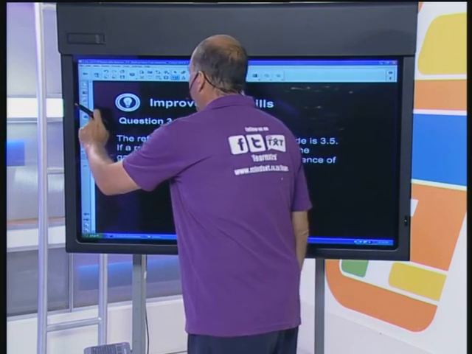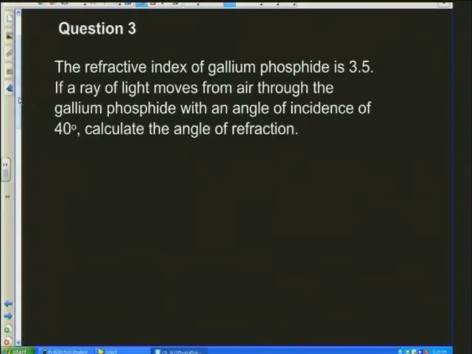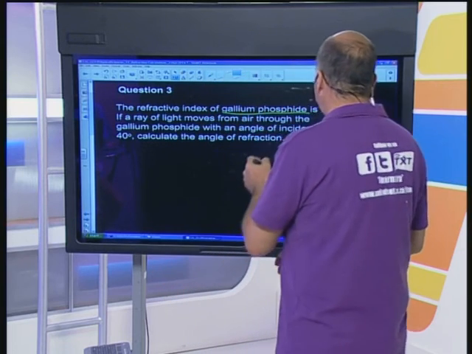So let's move on. It tells me the refractive index of something strange, gallium phosphide. I mean, who's ever heard of it? Who knows what it's used for? Well, maybe you can tell us. Google it and let us know. Post it on the page.